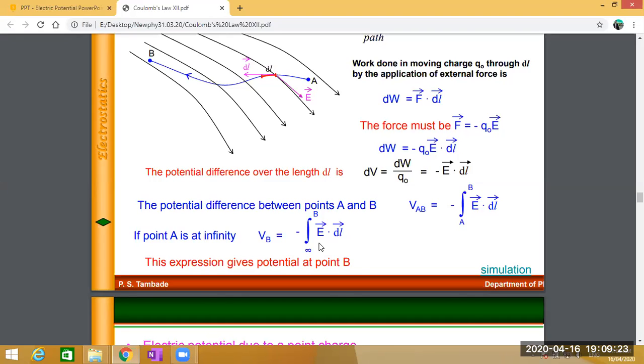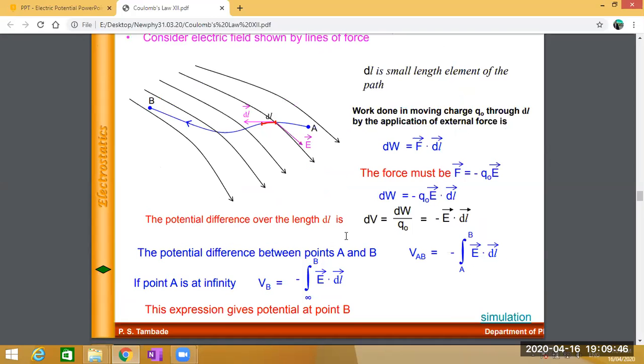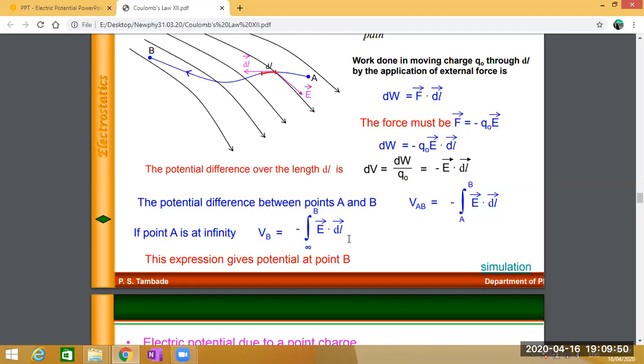your limit becomes, as A is at infinity, so you just write here infinity, and B will be somewhere, say RB. In this case RA, and in this case RB, and here RA equals infinity and RB equals RB. So we can take that one. So now try to understand. This expression gives the potential at point B.